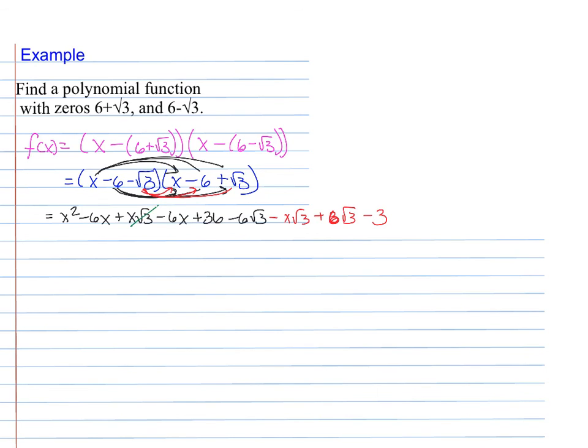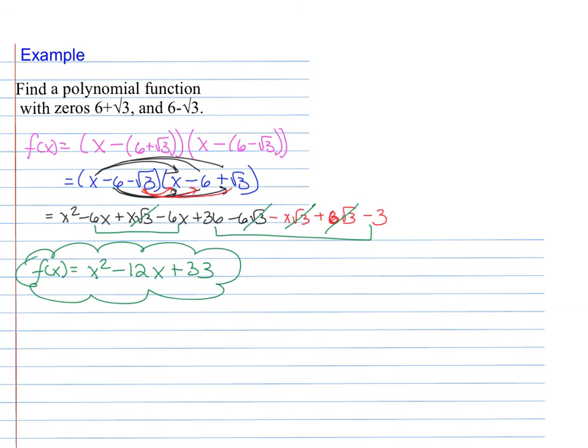So this goes away with this one. This goes away with that one. They cancel each other out. We combine these two and we combine those two. So our function with zeros at 6 plus square root of 3 and 6 minus square root of 3 would be x squared minus 12x plus 33. This would be our polynomial function in standard form with zeros at 6 plus square root of 3 and 6 minus square root of 3.